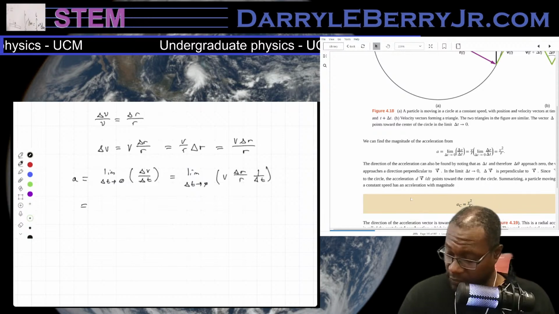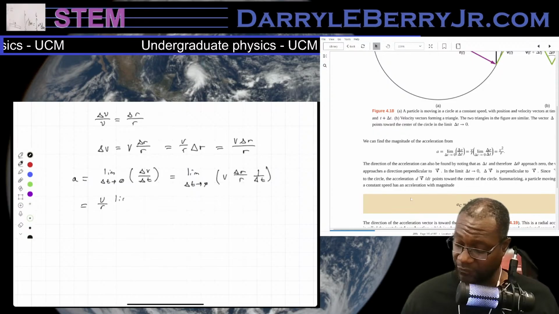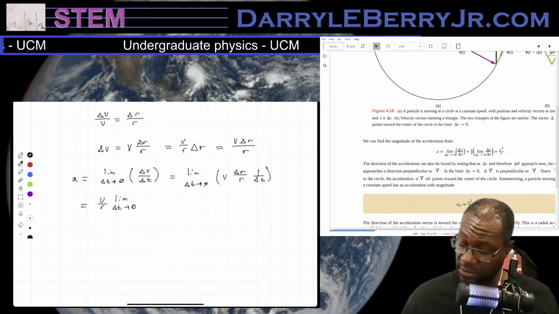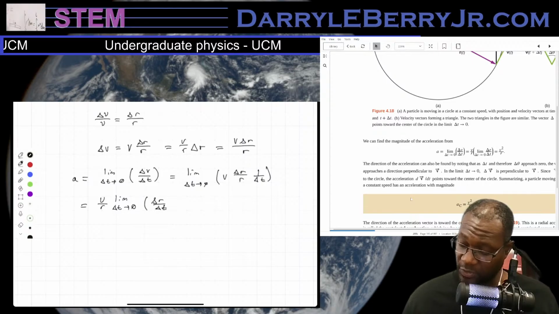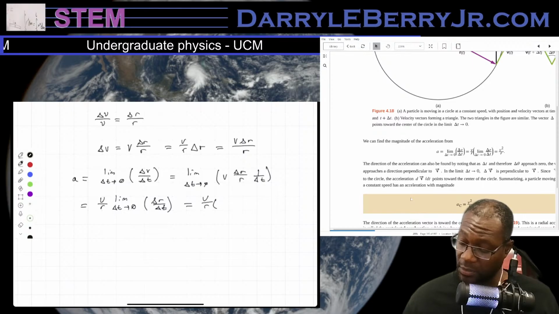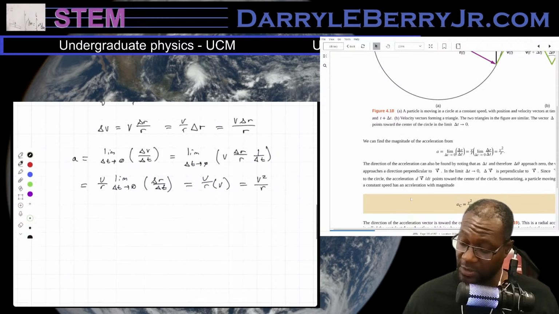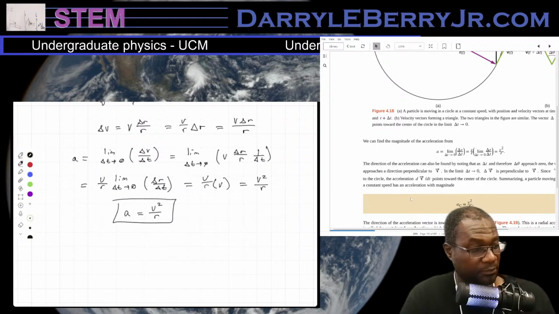And since v and r are not changing, we can pull those out of the limit. So v over r, as the change in t approaches 0, is the instantaneous change in r over the change in t. Change in r over change in t is velocity. So that's v over r times v, or speed in this case. So we have v squared over r. We have the acceleration as v squared over r from taking the limit.